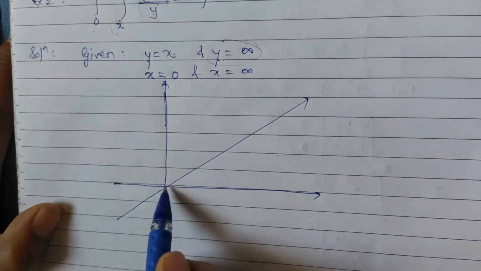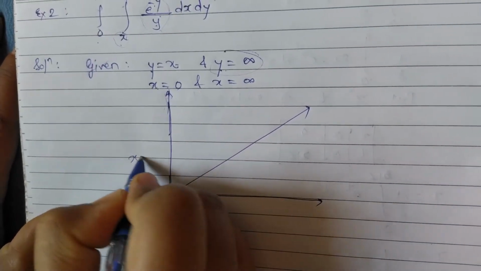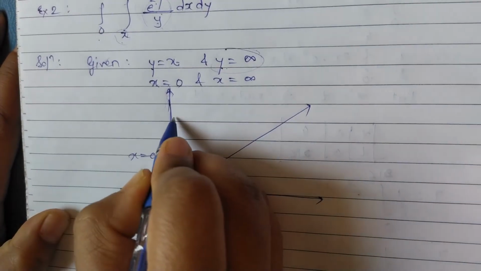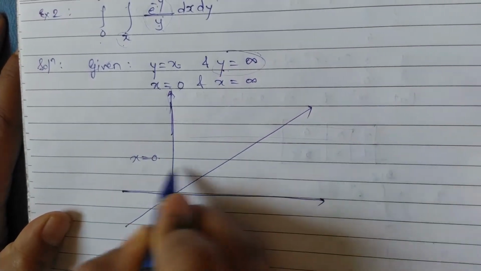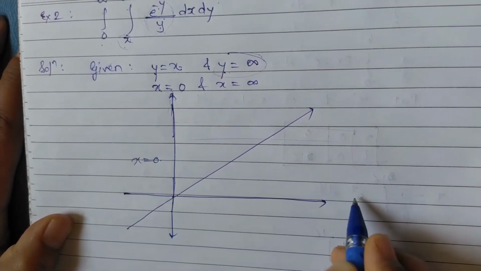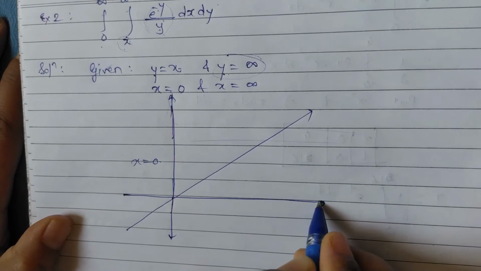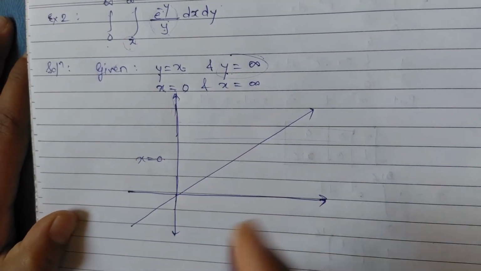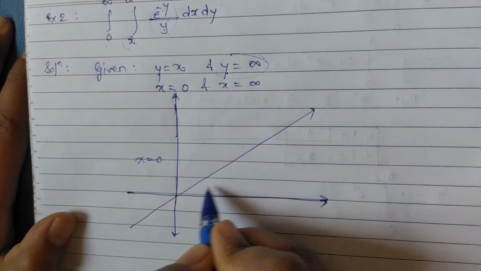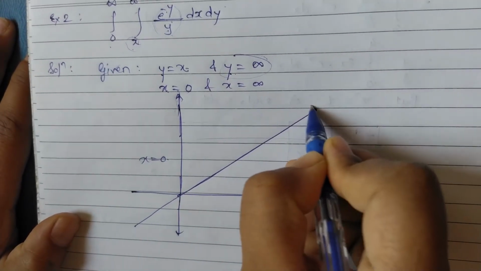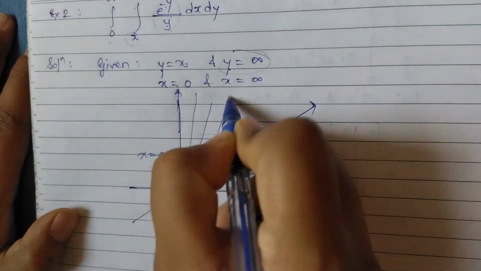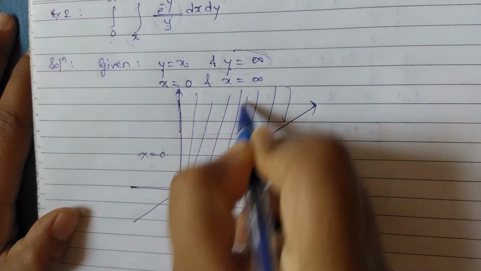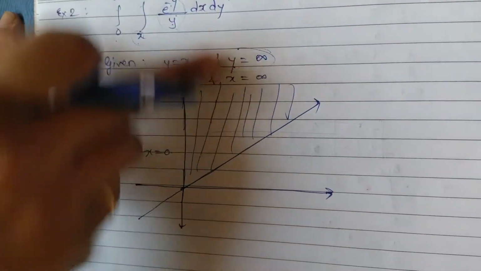Now x is equal to 0 means the y-axis, and x is equal to infinity means again a straight line which is at infinite distance from the y-axis and parallel to the y-axis. Now what we can say is, due to this line the area bounded becomes only this area, and this will continue till y is equal to infinity.